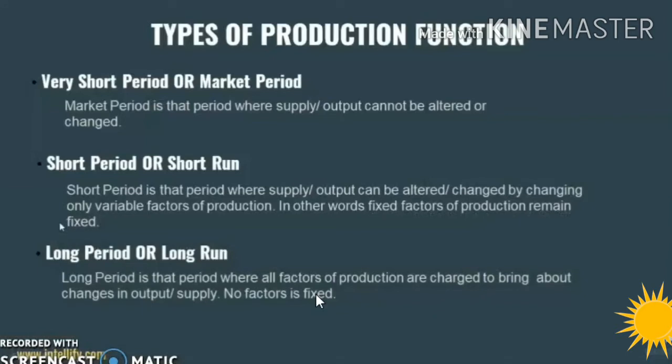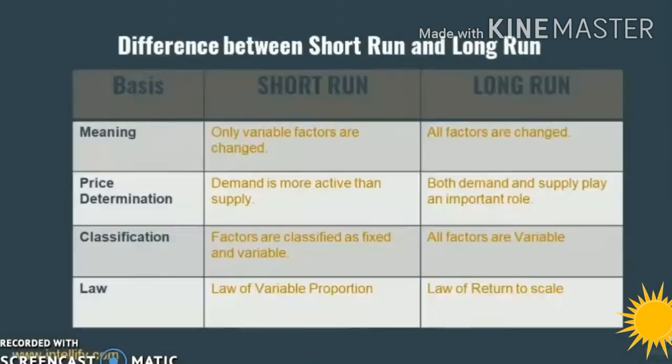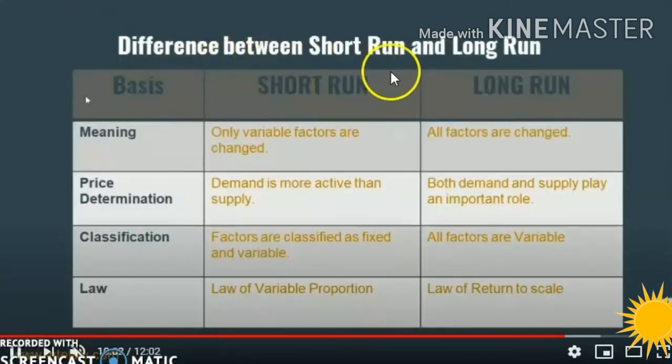So here capital also we can change, labor also we can change. So its duration is long, so we can change both factors. So there is the long run, the short run or short period, and the very short run or very short period. These are the three classifications in the production function. Just see the difference between short run and long run.